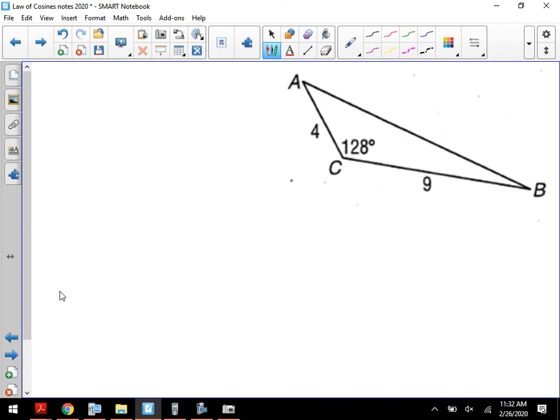Same idea. I have triangle ABC again. This time I'm given angle C. I have side A at 9, side B at 4. I do not know side C. This is another example of what we call side angle side, where in fact I'm trying to find the side opposite my given angle. What letter is my given angle?